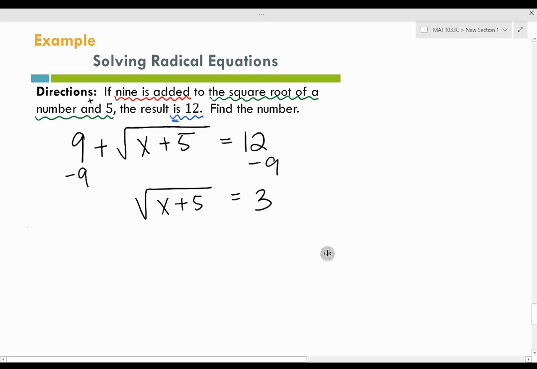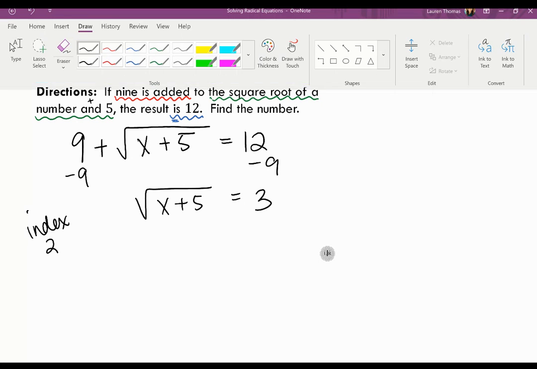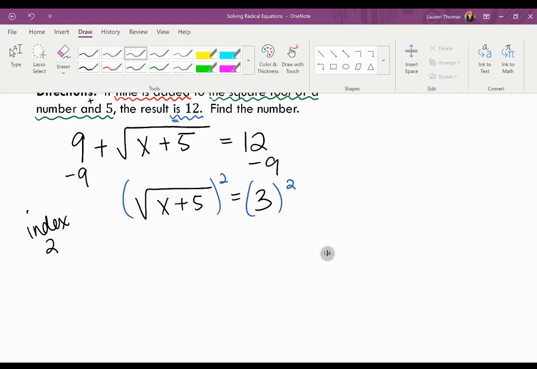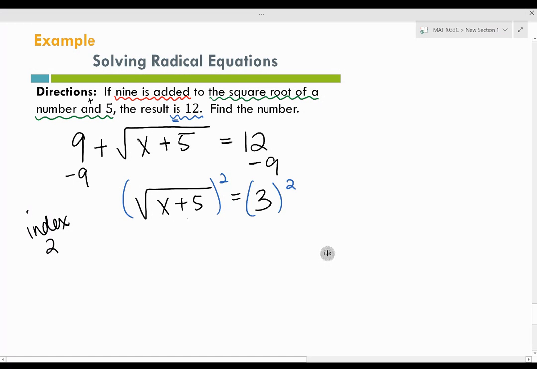Then we need to identify what the index is. Since there's no number written on that radical, the index is understood to be 2. So that means we're going to raise both sides to the second power. That gives me what's left underneath the radical, which is x plus 5 equals 3 squared, which is 9. Then I'm going to solve for x. I need to get x by itself, so I'm going to subtract 5. So x equals 4.